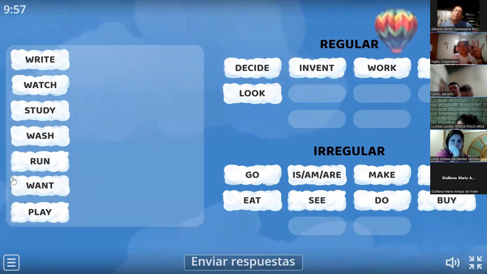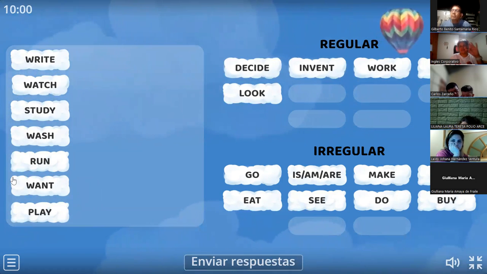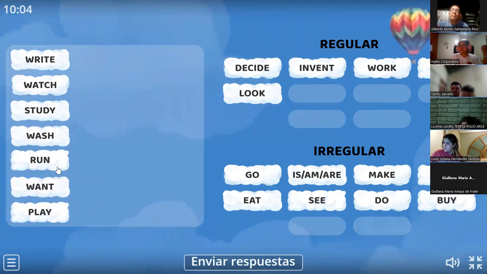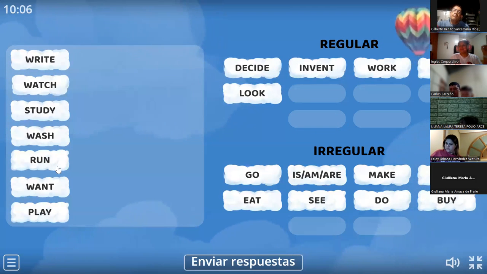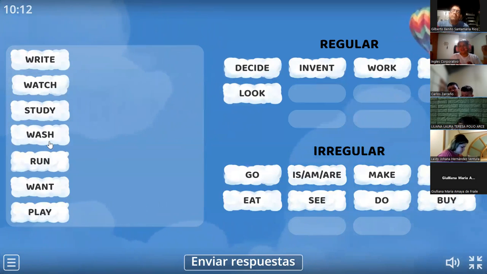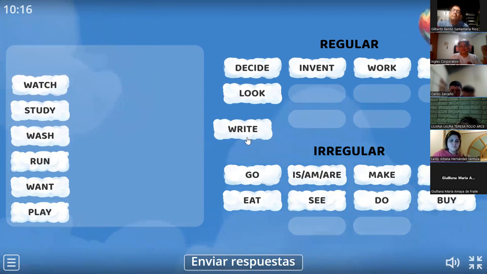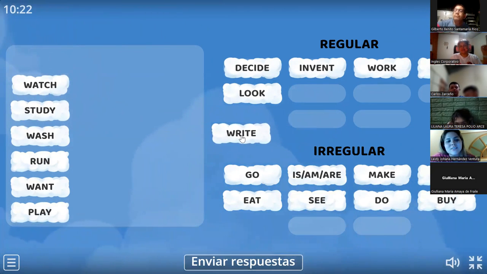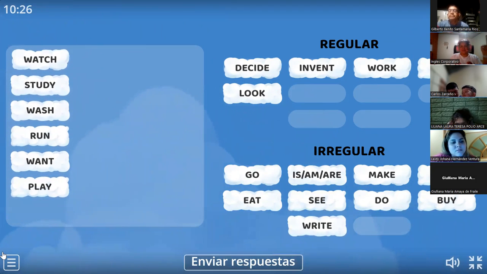Spelling and pronunciation. They are different. Okay, but the better form to learn in the past is to use did. Yes. Okay, good. Lady, what is the past tense of write? Wrote. It means that it is? Irregular. Okay, good.